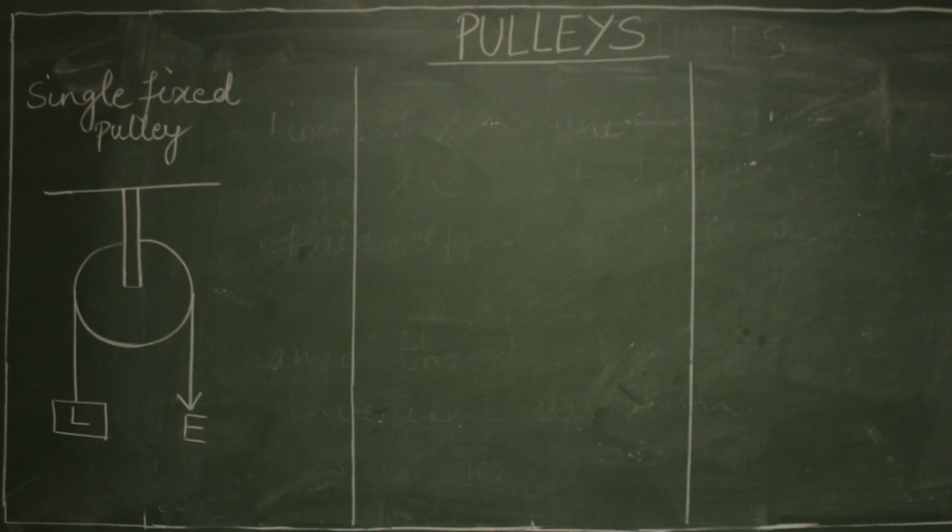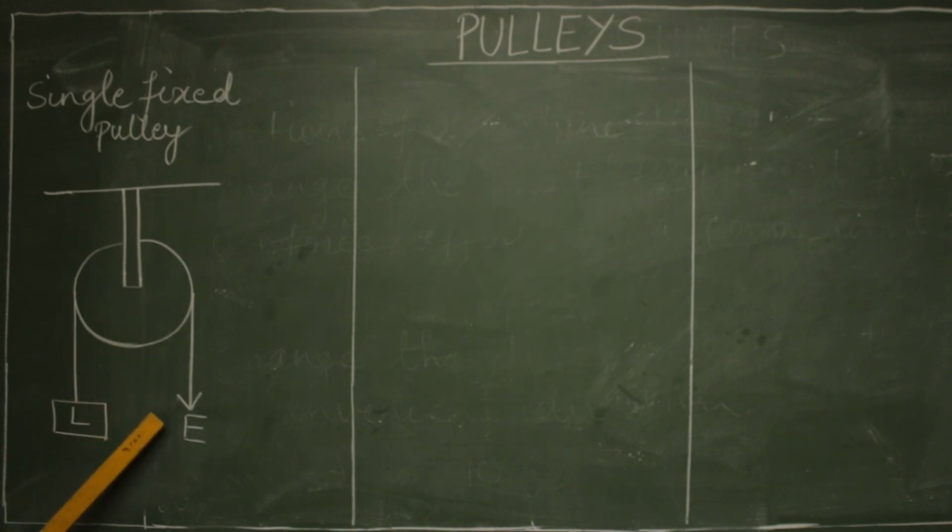Good morning children. Today we will do the revision of pulleys, and the first topic that we will take is single fixed pulley. You all know that a pulley is a machine which is used to lift heavy loads. Now, a single fixed pulley has a fixed axis of rotation, and hence is the name.